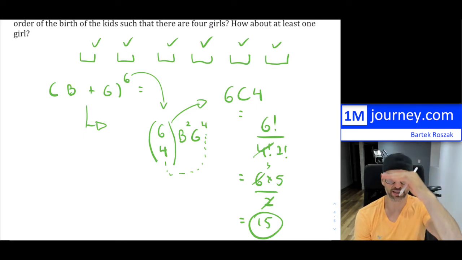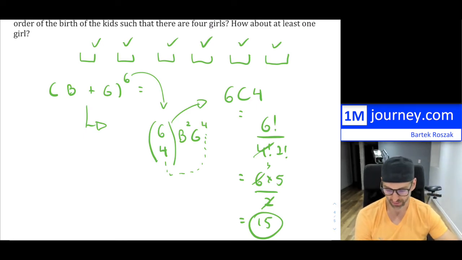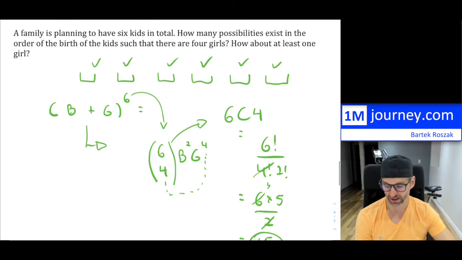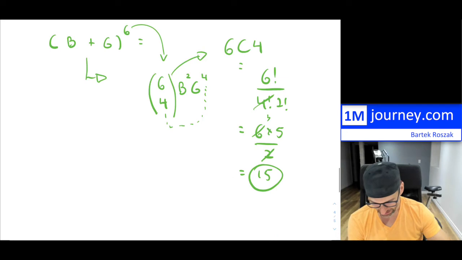You can list all of them if you wanted to, but this is a nice quick way of being able to find that out if you've studied combinations and then the binomial theorem. Okay, so it's one application of that. Now the second part is, how about at least 1 girl? Okay. At least 1 girl.